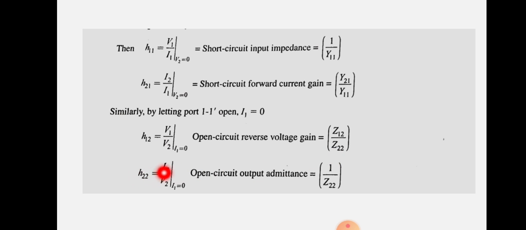Similarly, H22 will be equal to I2 by V2, that is the ratio of current and voltage. It is obtained by open circuiting the 1, 1 dash terminal, so it is the open circuit admittance. Admittance is the inverse of impedance, so H22 is related to the Z parameter as 1 by Z22. Here in the equation, the different relationships of the hybrid parameter with the Y parameter and the Z parameter are also shown. This is the basic equation, and you can do problems by using it.